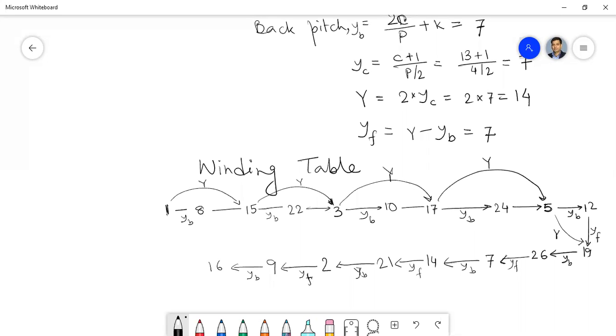Okay, so 9, 16. Then after 16, we have 23. Next, after 23, 23 plus 7, that is 30. So 26 plus 4. So then 4 plus 7, 11. 11 plus 7, 18. 18 plus 7.